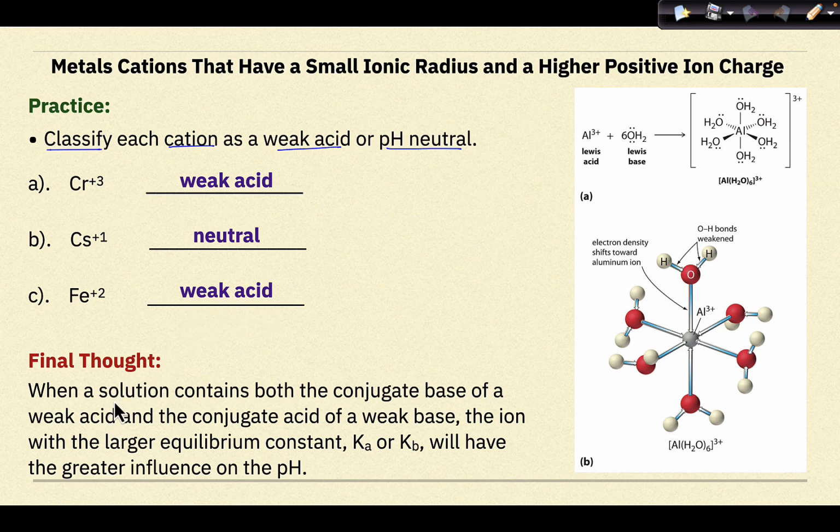Final thought. When a solution contains both the conjugate base of a weak acid and the conjugate acid of a weak base, the ion with the larger equilibrium constant, Ka or Kb, will have the greater influence on pH. So that's something that we need to pay attention to.